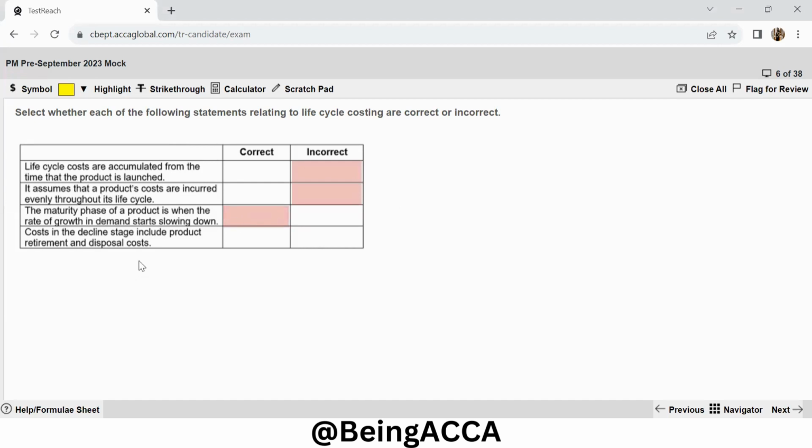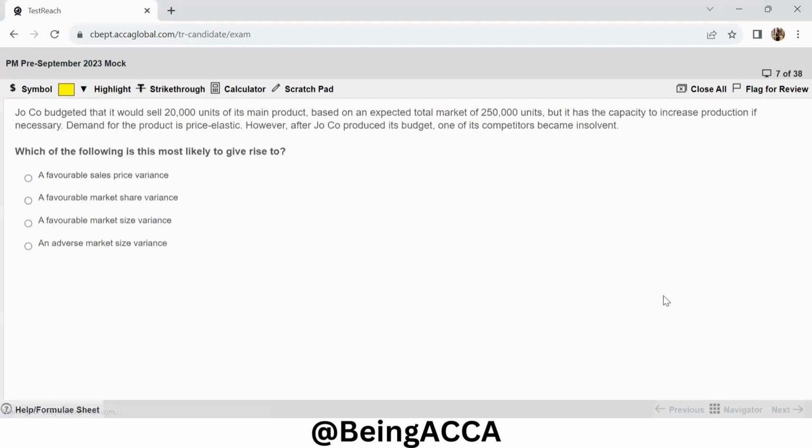Costs in the decline stage include product retirement and disposal costs. This is also absolutely correct because it is in the later stages, in the decline stage, which is the last stage actually, that you will have to incur these costs, which is the cost to dispose of your things and the cost to retire your product. So let's move to the next one. The next one that we have is Joe Company budgeted that it would sell 20,000 units of its main product based on an expected total market of 250,000 units, but it has the capacity to increase production if necessary.